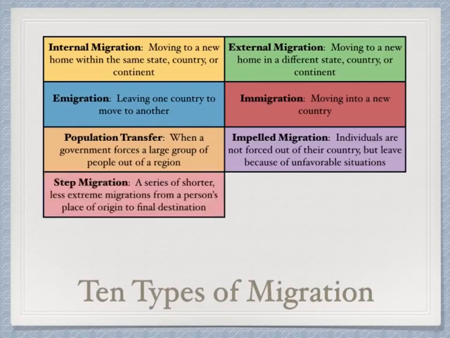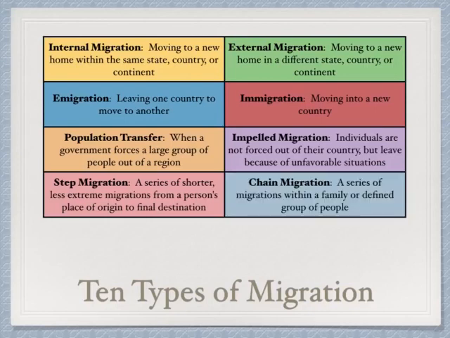A step migration is when you take a series of shorter, less extreme migrations from a place of origin to a final destination. So an example of a step migration might be a young man moving from a farm to a village, to a town, and finally to a city. Perhaps after that he moves to a new country. Notice how his migration was in steps, and they weren't very extreme until the end.